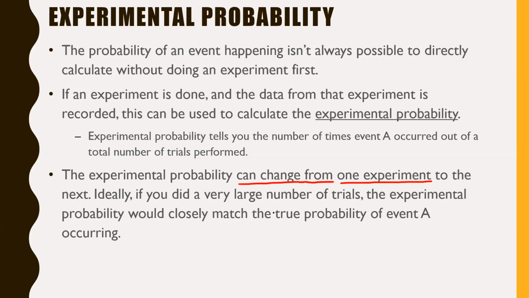So the experimental probability can change from one experiment to the next, right? So in other words, if you did an experiment and you found an experimental probability of, let's say, pulling out a red sock from a drawer, and then you restarted the whole thing and did it again, you might get a different experimental probability the next time you did it.